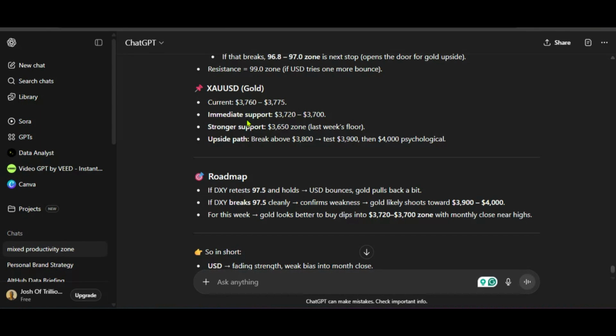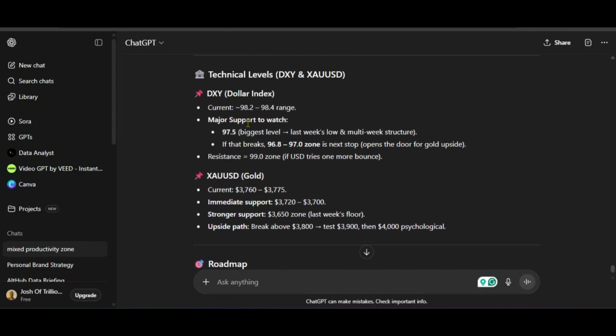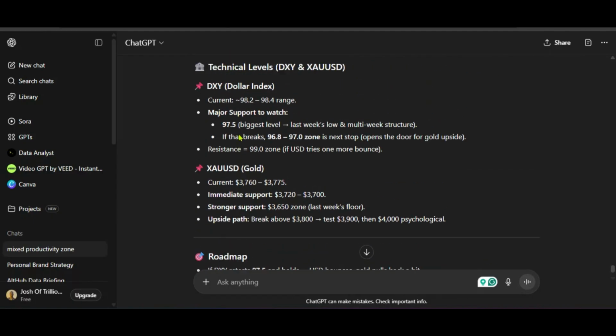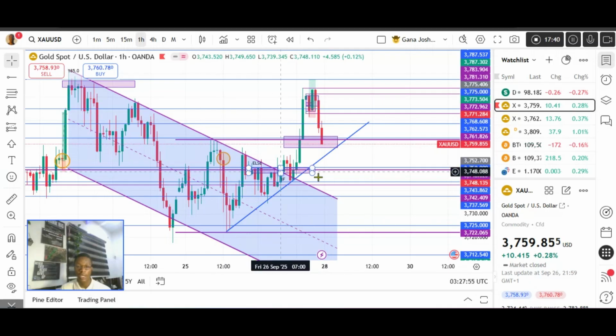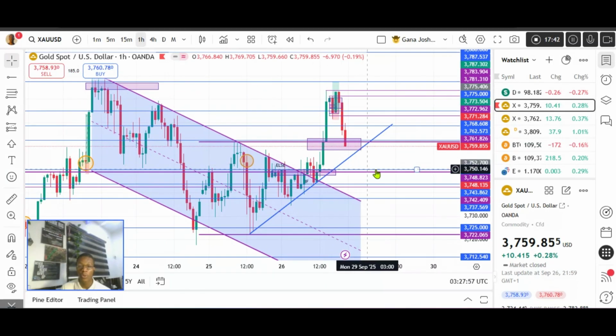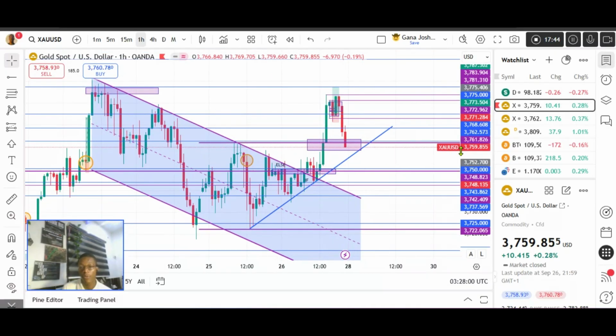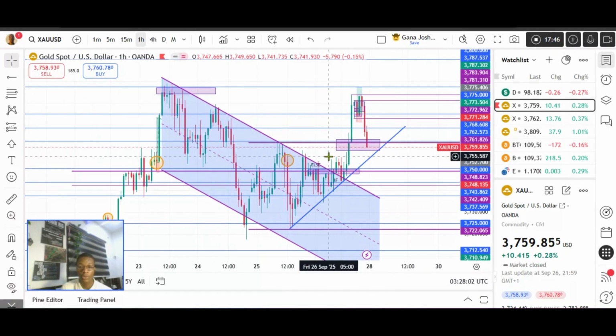So for example, look at what it's saying. This doesn't mean all it's saying is true, right? You just add it to what your technicals are saying. Technicals are the ultimate thing here. Some people don't even care about the fundamentals, and they're still making profits, right?